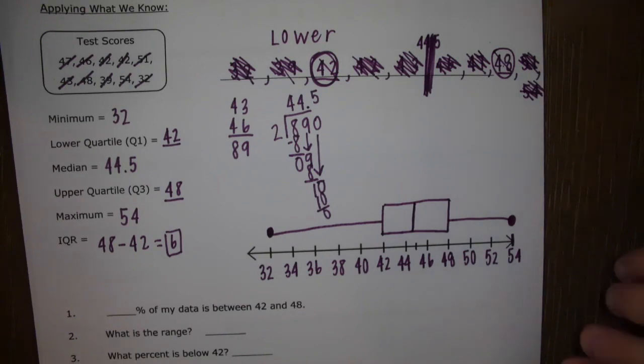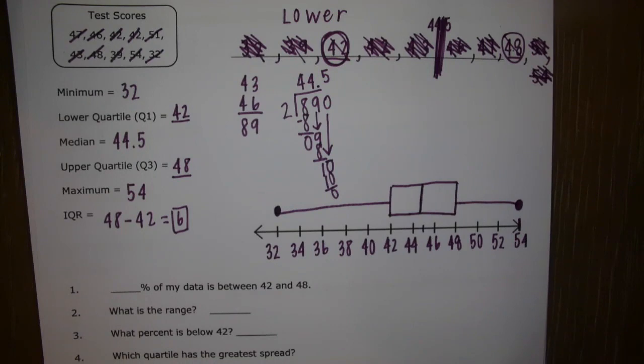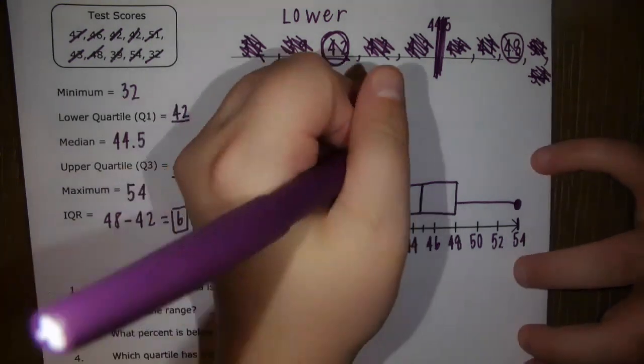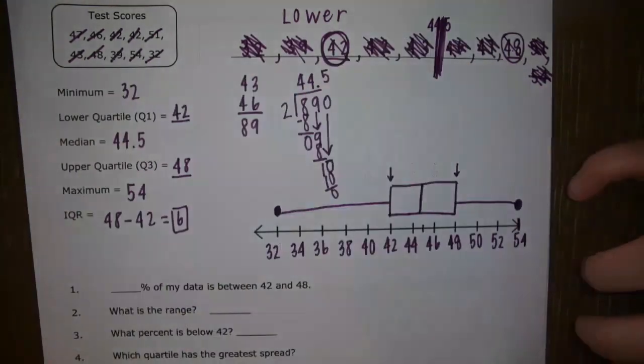Okay, so looking at this here, we're going to answer some questions that are going to help us analyze this box plot a little bit. So this first question says, blank percent of my data is in between 42 and 48. So this is where those percent sections are going to really come in handy. So I need to figure out what percent of my data is between 42 and 48. So 42 is here, 48 is over here.